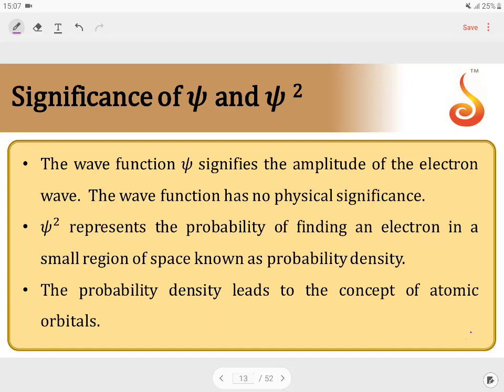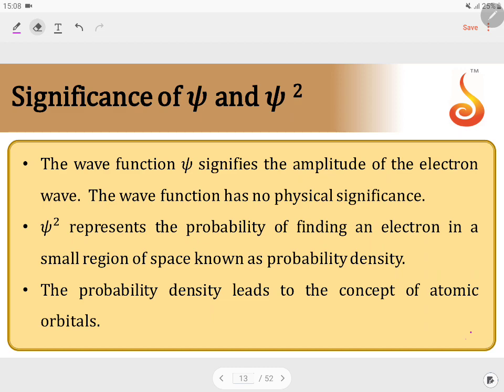Significance of psi and psi square. So we know that psi represents the wave function, or it also signifies the amplitude of the electron wave. That means if you consider the electron as a wave, what is the amplitude of that? That's given by psi. But what is the significance, what is the use of that?